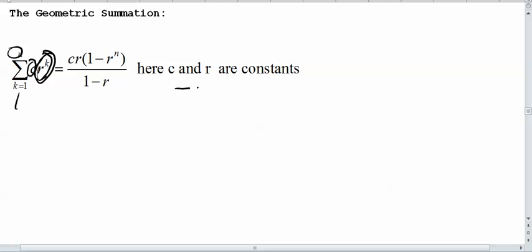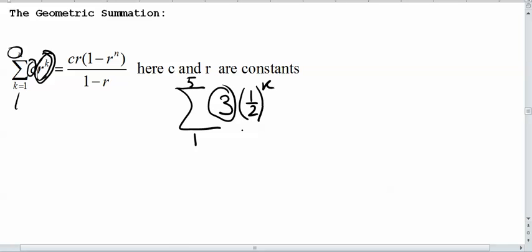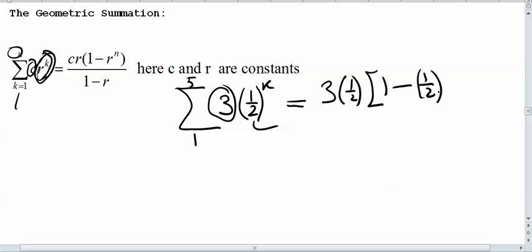So here's an example of that. Here, my constant would be 3. The value R would be 1/2. And then I would plug it into the formula. And the formula would say 3 times 1/2, times 1 minus 1/2 to the 5, all that divided by 1 minus 1/2.